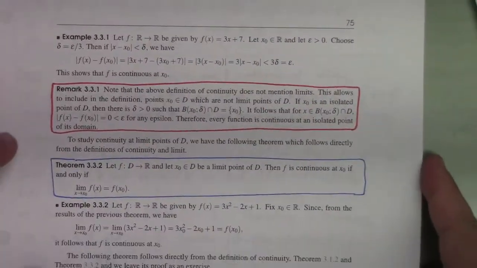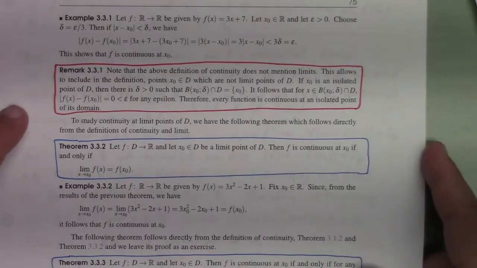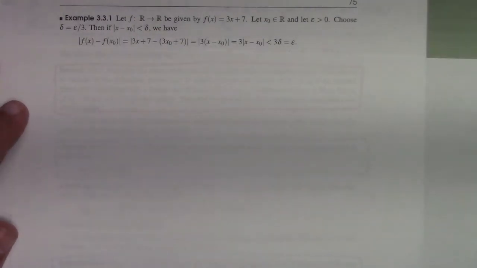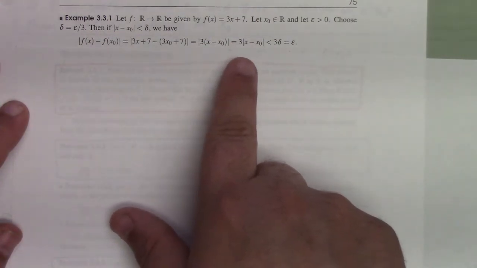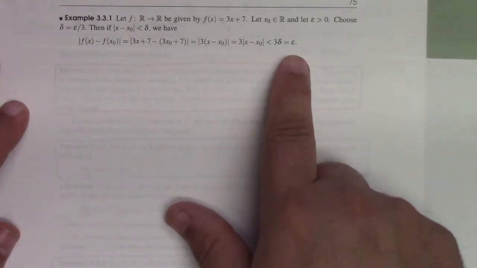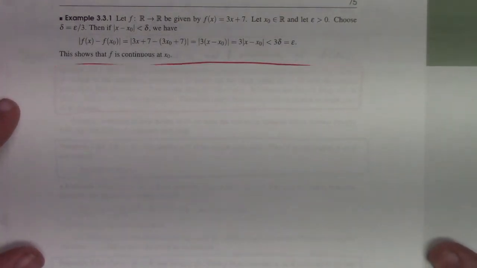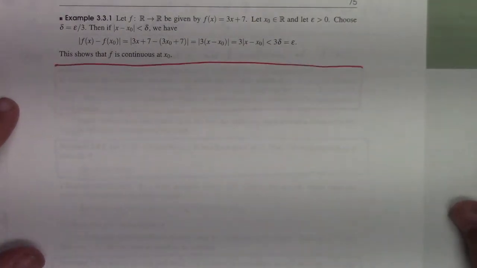So the first example they give in the textbook is f of x linear, 3x plus 7. And that one's pretty simple. You can just pick epsilon greater than 0, choose delta equal to epsilon over 3, and it pretty well just works out. The 7's cancel. You get 3 times |x minus x naught|, which is less than 3 delta, which is equal to epsilon in this case. So pretty easy. And since x naught was arbitrary, you've actually shown that f is continuous on the reals in example 3.3.1.